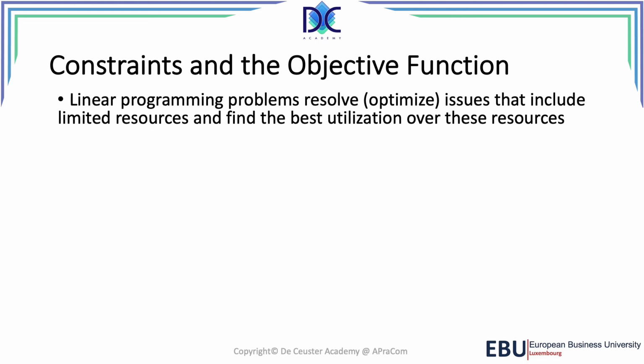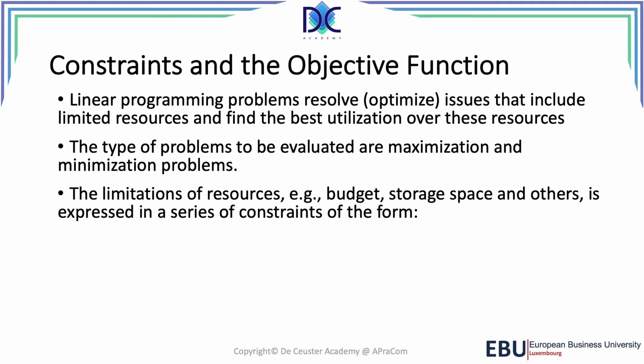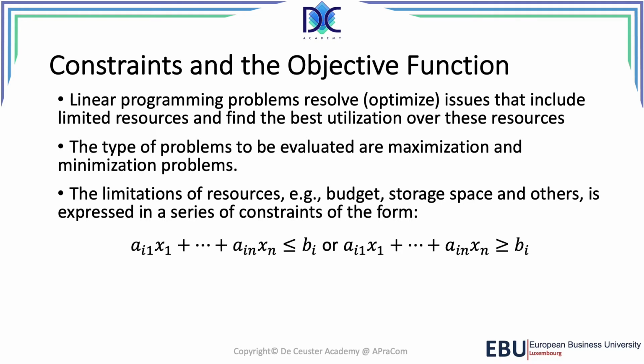Now we look at problems resolving issues that include limited resources, and we want to find the best utilization over these resources. The type of problems are typically maximization and minimization problems. We have a limitation of resources, for example, budget, storage space, and others, and they are expressed as a series of constraints of this form. So we have the smaller or equal to bi, or larger and equal to bi.